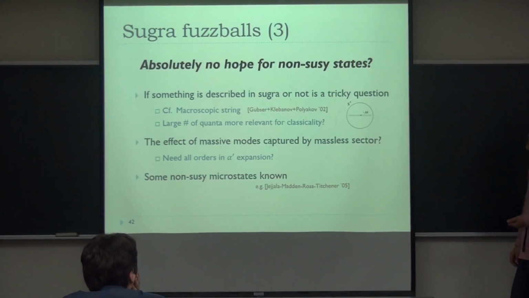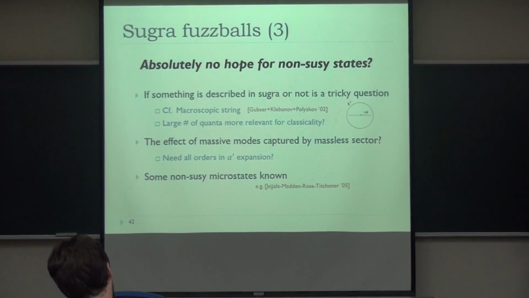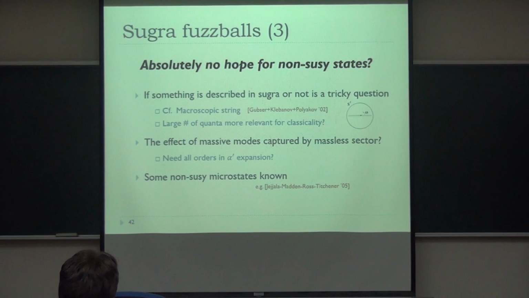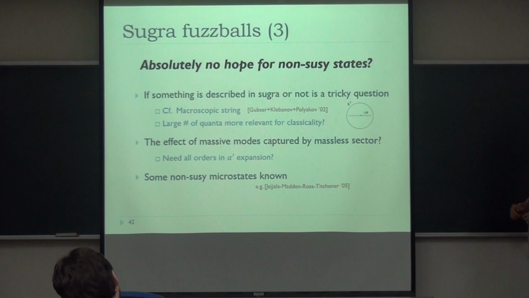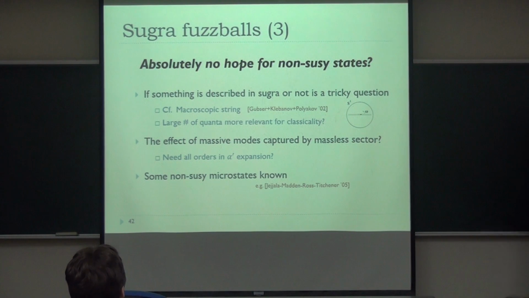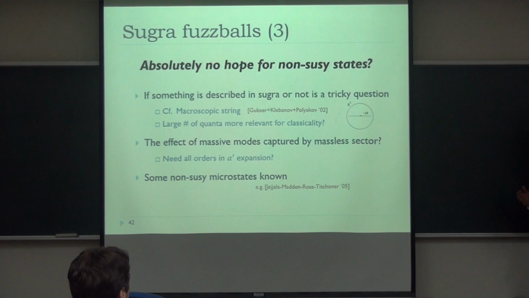Okay, some more words. And you may wonder if there's absolutely no hope for non-supersymmetric states. It's not so, you don't have to lose all the hope. In the first place, whether something is described in supergravity or not is a tricky question, and I don't know the answer. For example, you say that higher stringy oscillators are not described in supergravity, so massive strings are not in supergravity, but if the string gets macroscopic, then you can.